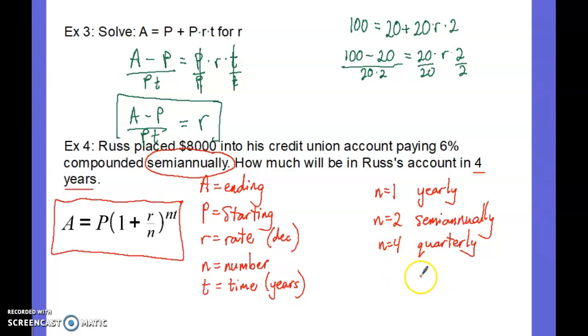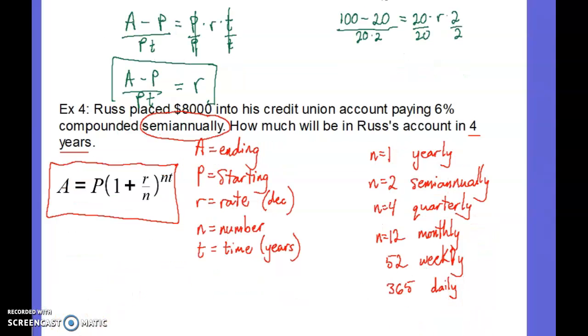Trying to think of the next one. Probably monthly, n equals 12. You might see weekly. There's 52 weeks in a year. And then we'll just assume if I ever say daily, we'll go with 365. Obviously, I get if it's a leap year, that's 366, but we'll stick with that.